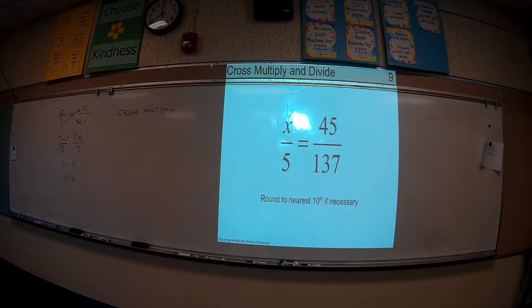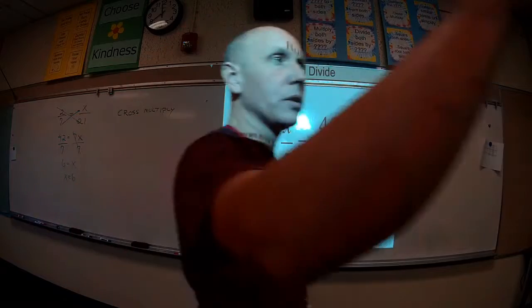You want to divide. You need to divide both sides by 137. So right here, I'm dividing both sides by 137. I'm trying to get the 137 away from the x. Good. If you already got it, just hold on to it.